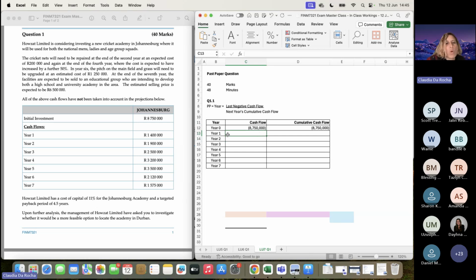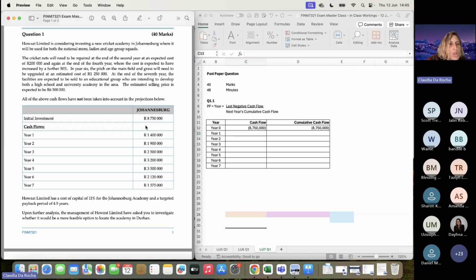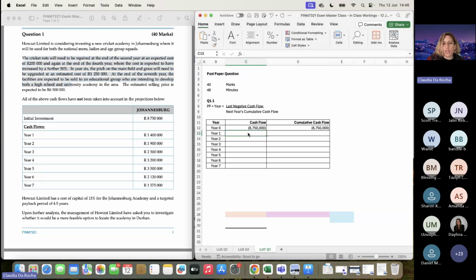Then in year one, we have 1.4. There were no adjustments required for year one, so that will stay the same. So we go in here and enter 1,400, 1.4 million, I mean. Then we make sure that we accumulate the cash flow, so we're saying this 875 plus the 1.4.